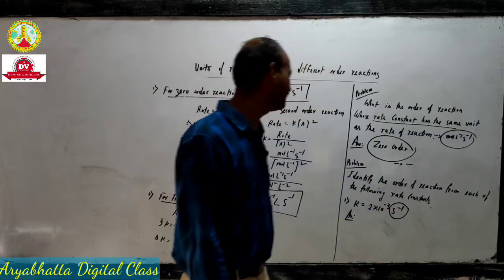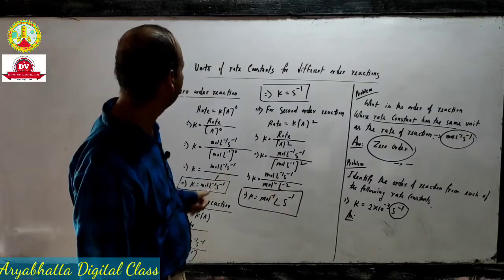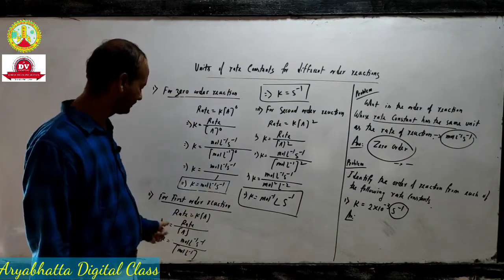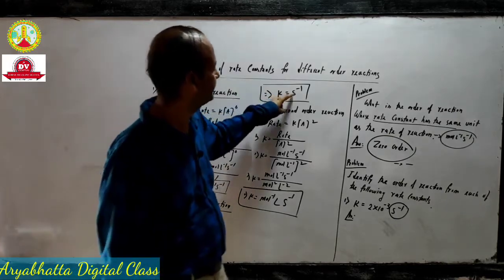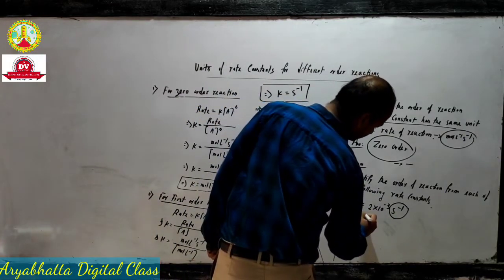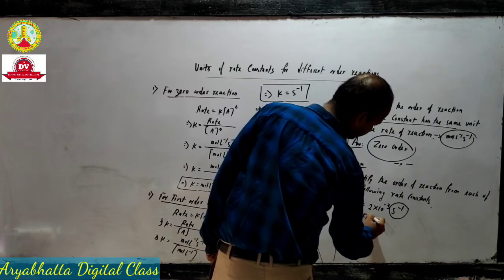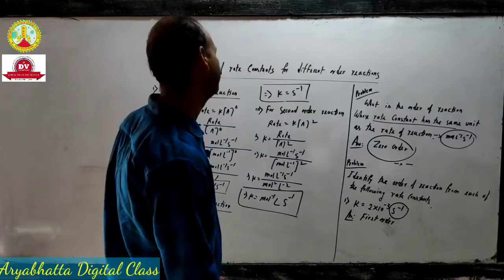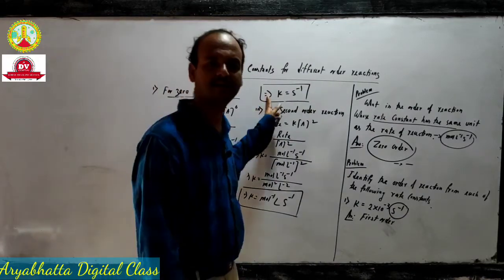Second inverse. Okay, this is the unit of rate constant for which order? Now देखो, for zero order reaction the unit of rate constant this one. For first order reaction देखो, second inverse, this second inverse. So obviously order will be how much? Order will be first order, because unit of rate constant for first order reaction is second inverse.